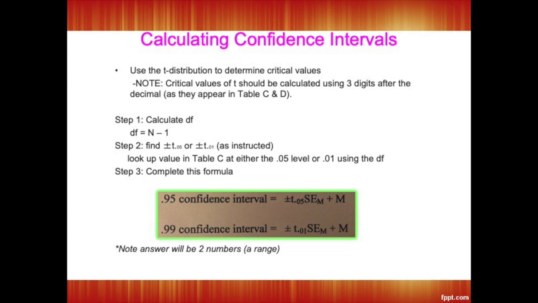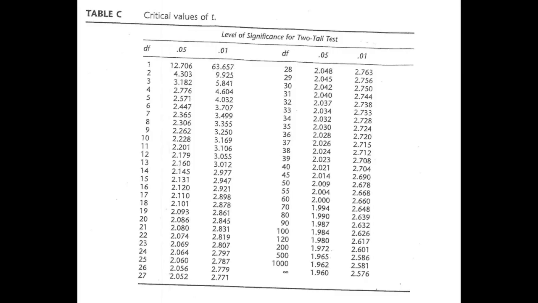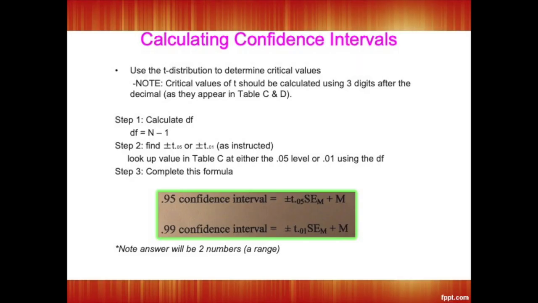To calculate confidence intervals, I'm going to show you this on the tutorial coming up. You're going to need that standard error of the mean worksheet, because we're going to do the confidence intervals portion of it, which is the bottom half. To do that, you first have to calculate your degrees of freedom for your sample, and that's easy. It's just the number of people in your sample minus 1. Then you're going to go to table C, and using those degrees of freedom, you're going to get the 0.05 value and the 0.01 value, depending on if you're calculating the 95 or the 99% confidence interval.